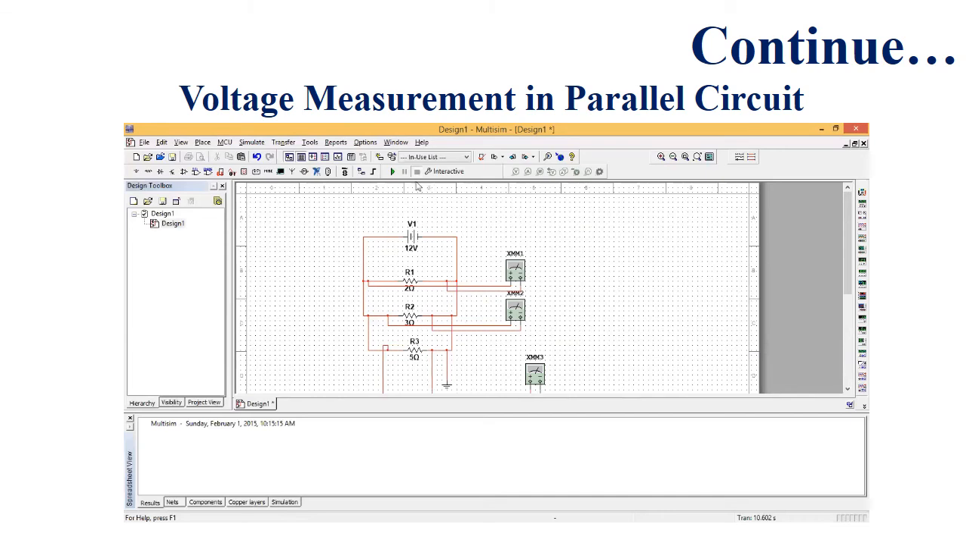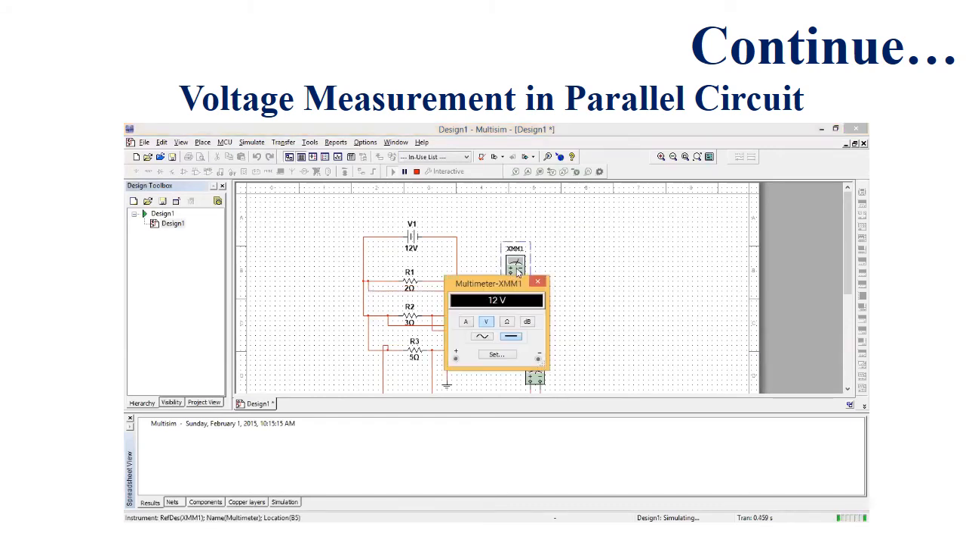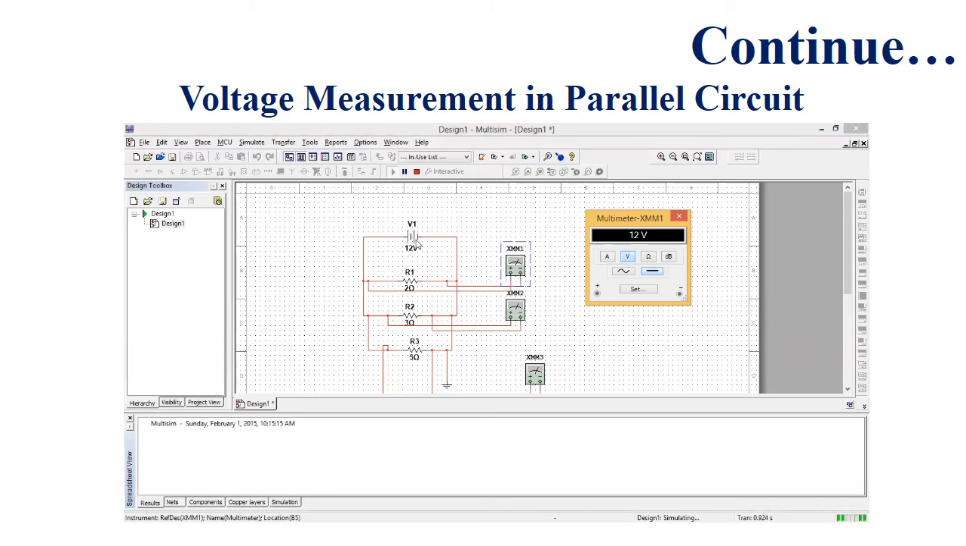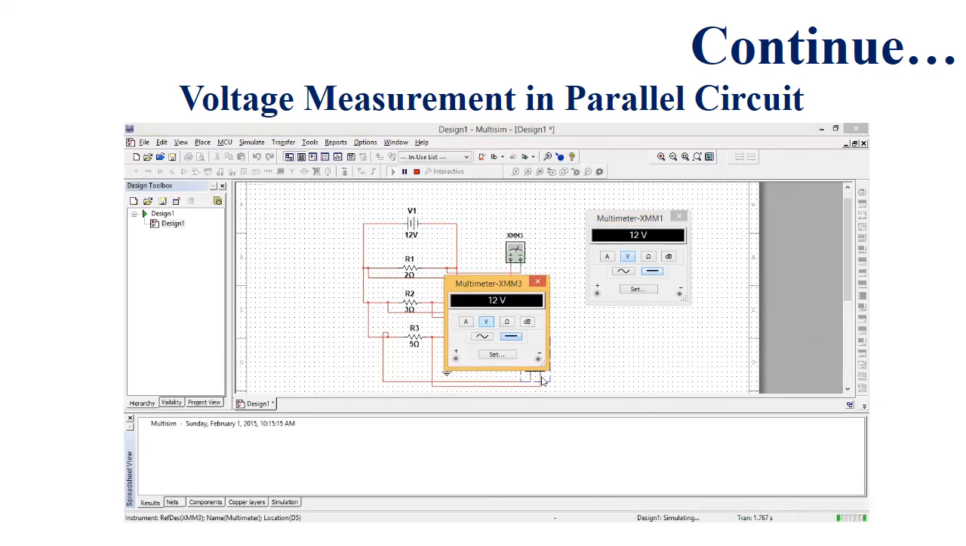Then run our simulation diagram. Double click on the multimeter 1. So here we have 12 volt across R1 resistor, exactly the same voltage as the battery. In the next multimeter we have 12 volt, exactly the same voltage as the battery. At multimeter 3 we have 12 volt, exactly the same voltage as the battery. So we can say that in a parallel circuit we have equal voltages across each branch.